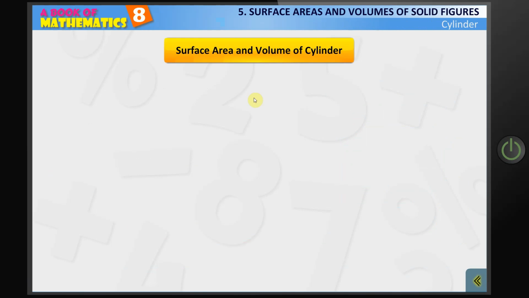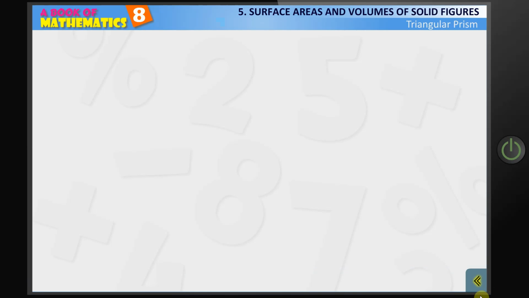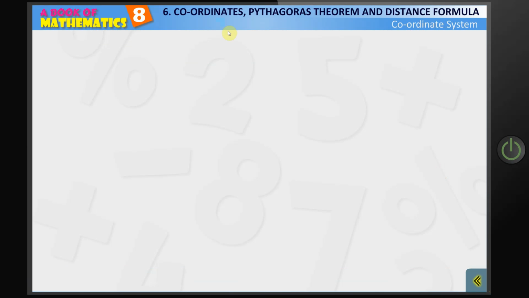Cylinder. Surface area and volume of cylinder. Triangular prism. Lateral surface area.